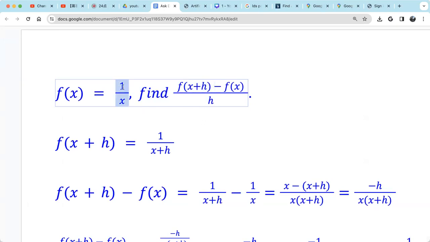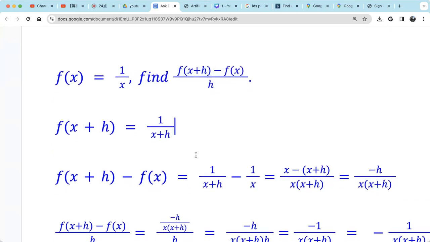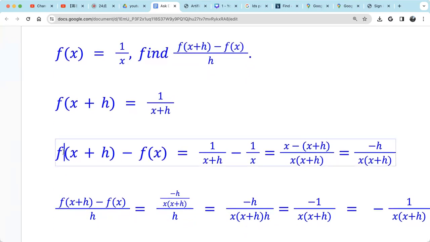So the function is given as a rational function. So what do we do? We do it step by step. First we want to find f of x plus h, right? The function is given as 1 over the input. So now when the input is x plus h, the output is 1 over x plus h. Then we do the difference: f of x plus h minus f of x.